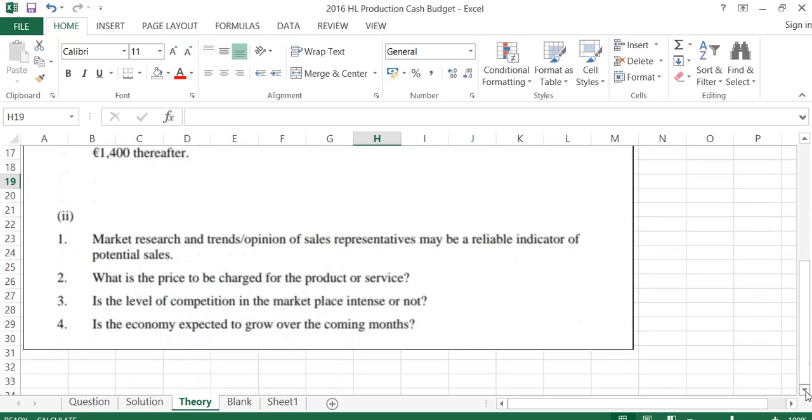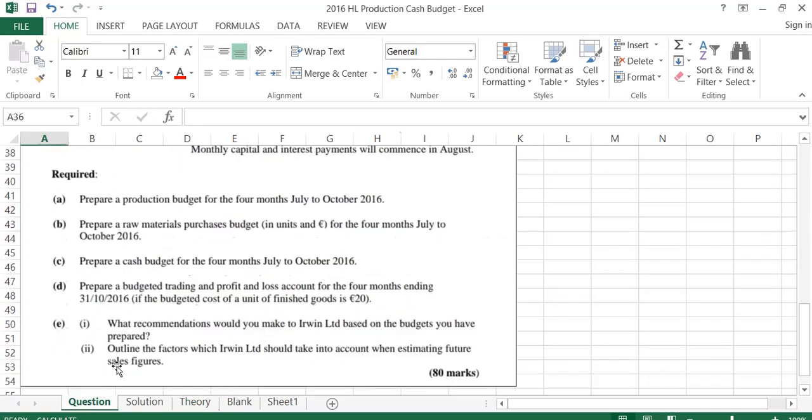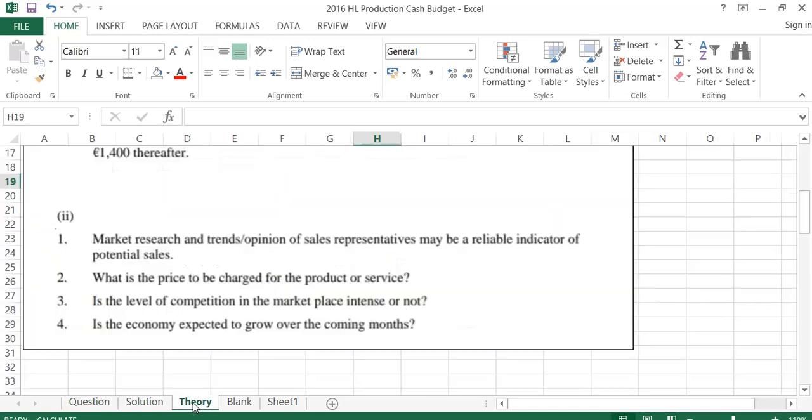And again, part 2 of the theory part says what factors should they take into account when estimating future sales figures. So when they're estimating future sales figures, they might do some market research and check trends or opinions of sales reps, as they may be a reliable indicator of potential sales. So they'd be most qualified to talk about that.